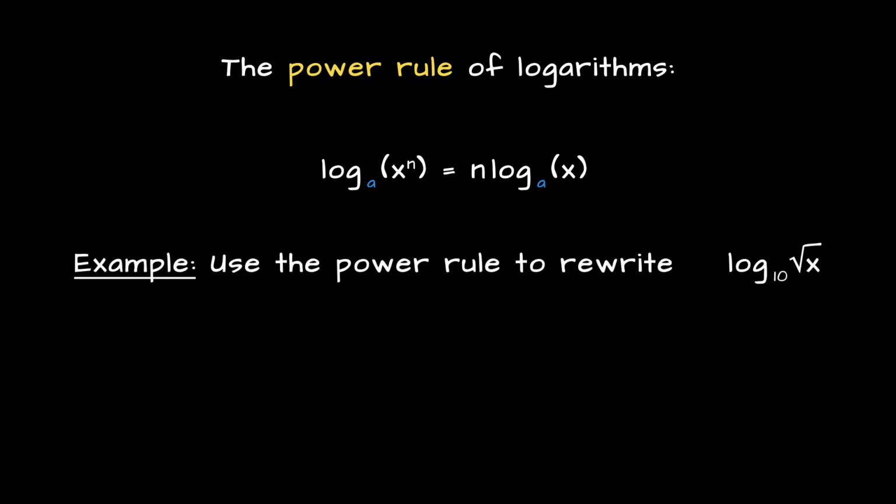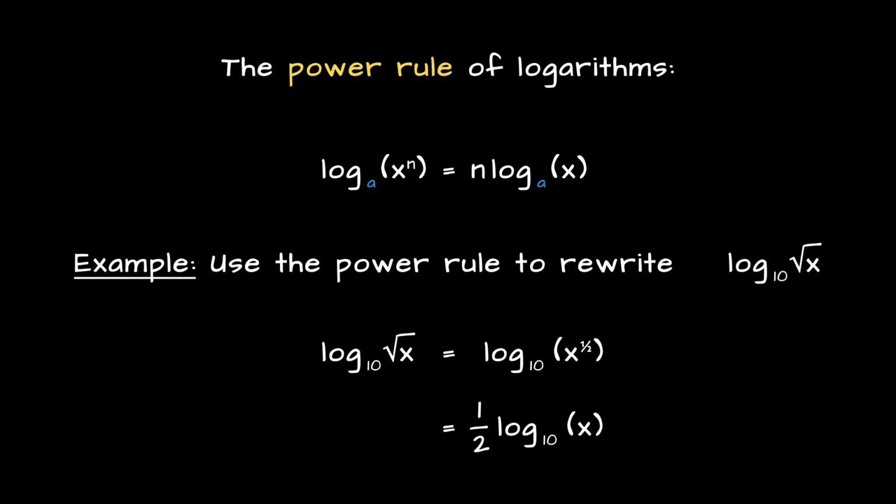And to check your understanding, let's think about a quick example. See if you can use the power rule of logarithms to rewrite the expression logarithm with base 10 of radical x. The thing to notice here is that the logarithm of radical x can be rewritten as the logarithm with base 10 of x raised to the power 1/2. And as soon as we realize that, we can use the power rule to take that exponent of 1/2 and write it in front of the logarithm, giving us 1/2 of the logarithm of x with base 10.